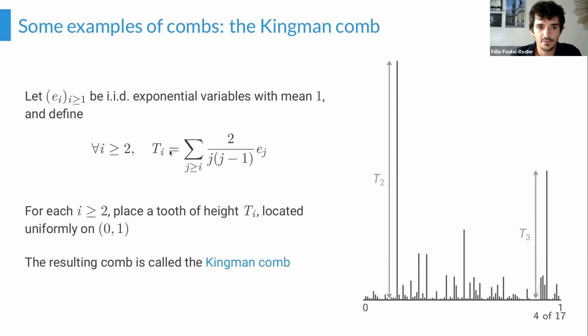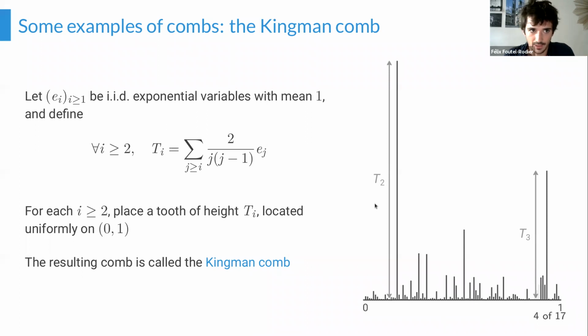And now what we do is that for each i, I'm going to place a tooth of height T_i located uniformly on [0, 1]. So I place a first tooth of height T_2, and this point here is chosen uniformly on [0, 1]. Then I do the same for T_3, and I can recursively construct a comb. The resulting comb is called the Kingman comb, and the metric space encoded by this comb corresponds to the completion of a realization of Kingman's coalescent, for those of you who know what it is.